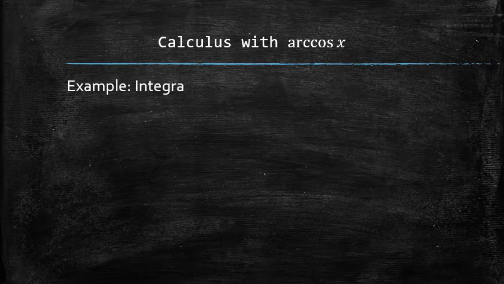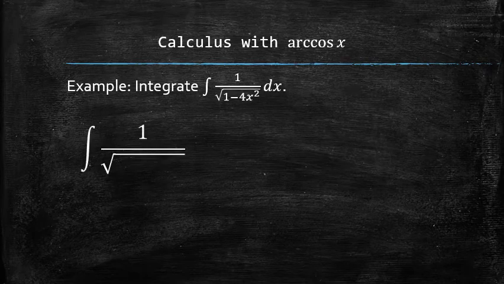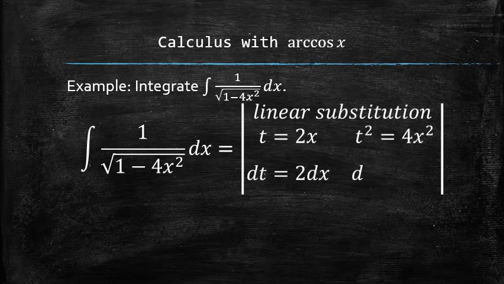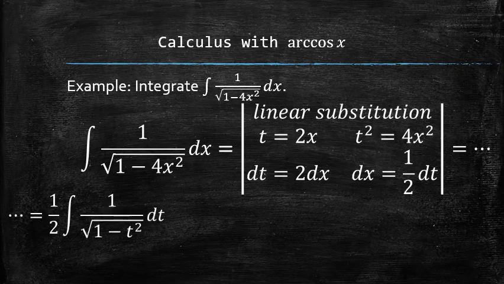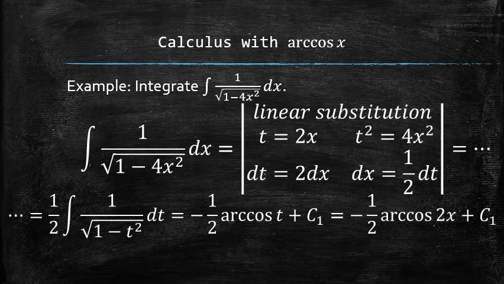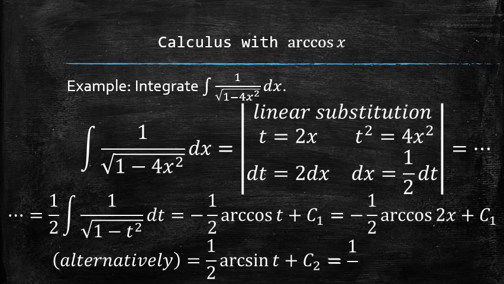Let's do another example. This time with the linear substitution. We set up the linear substitution by setting t equal to 2x and finding the differential of t and expressing dx in terms of dt. As a result, we have a simple indefinite integral in terms of t. We continue with the integration process by finding the antiderivative and replacing t with the original function. Alternatively, we could have finished the problem by using the arcsine function as the antiderivative. Both answers are the same.